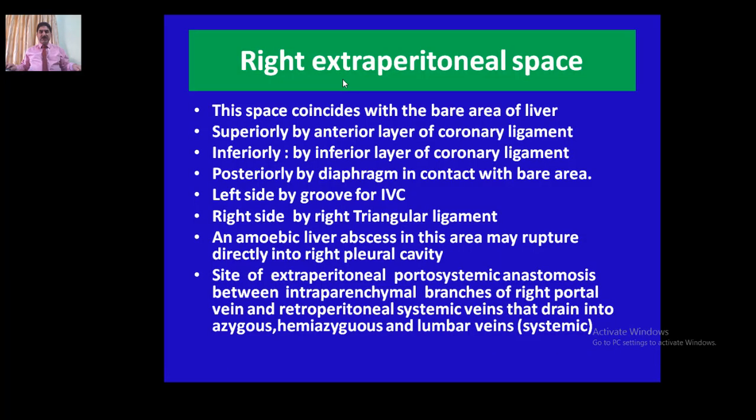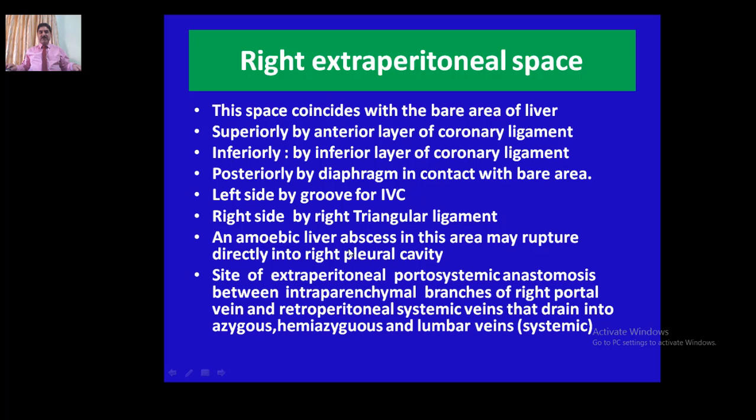The right extraperitoneal space. This space coincides with the bare area of the liver, superiorly bounded by anterior layer of the coronary ligament, inferiorly by inferior layer of the coronary ligament, posteriorly by diaphragm, in contact with the bare area. Left side of this space is bounded by groove for inferior vena cava. On the right side is right triangular ligament.